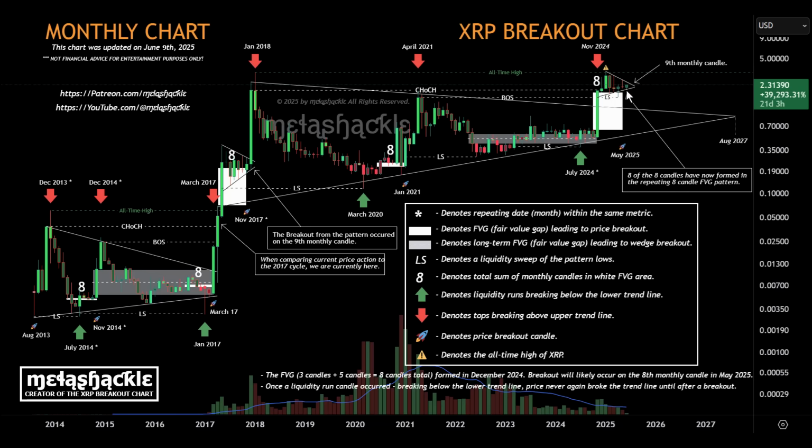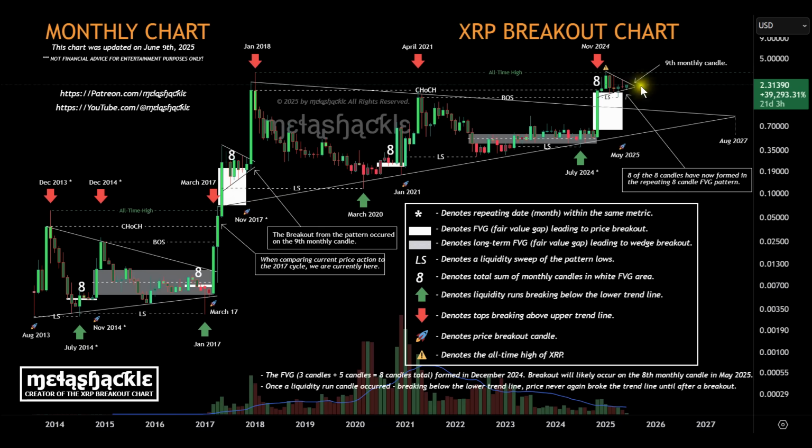Now I know that a lot of people have theorized that we are actually in this part of the pattern, and even though these two represent each other, I still believe that when you look at it from a price perspective, we are actually right here in terms of price comparison.